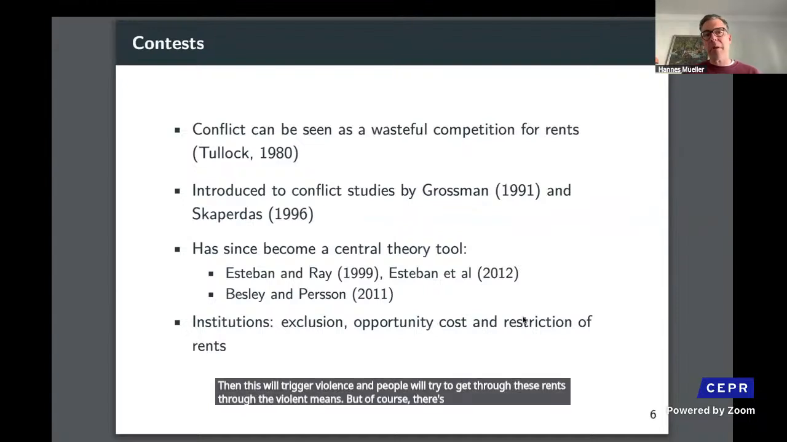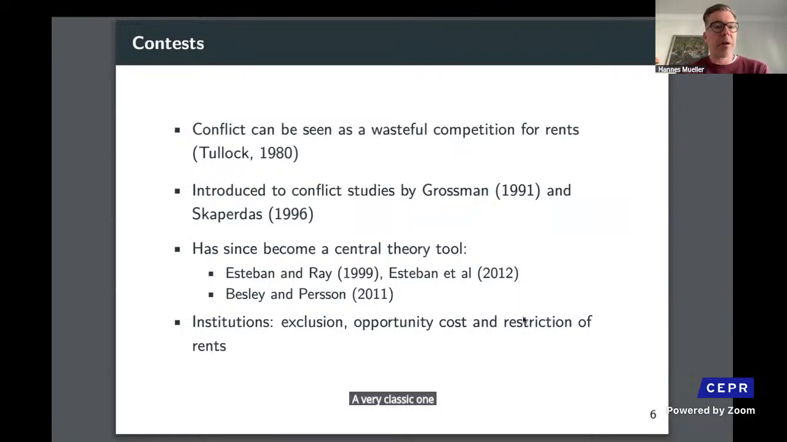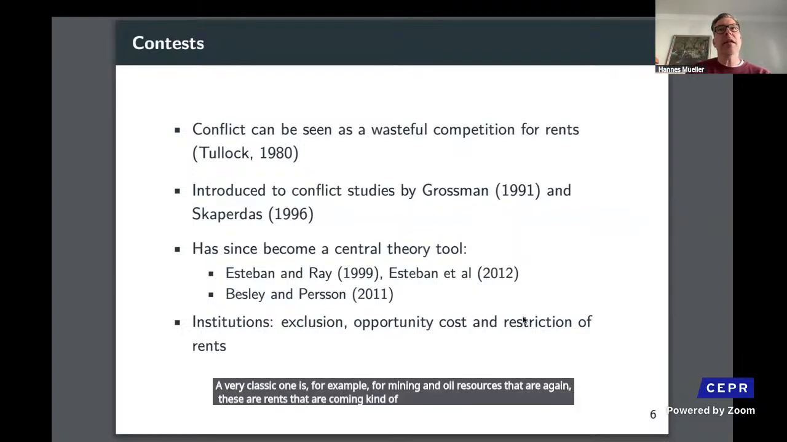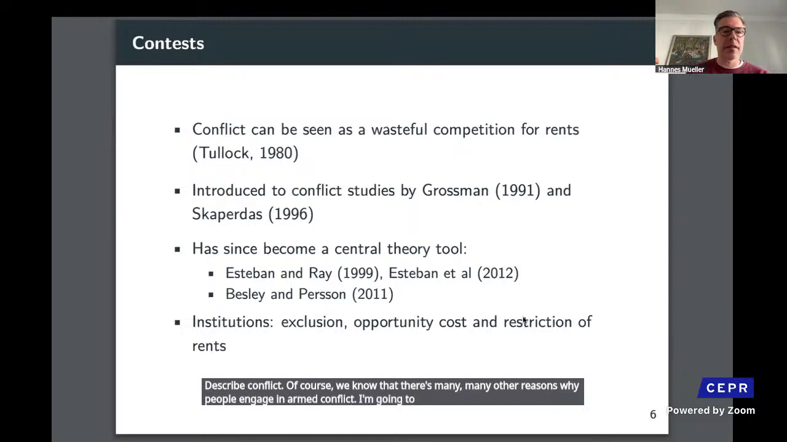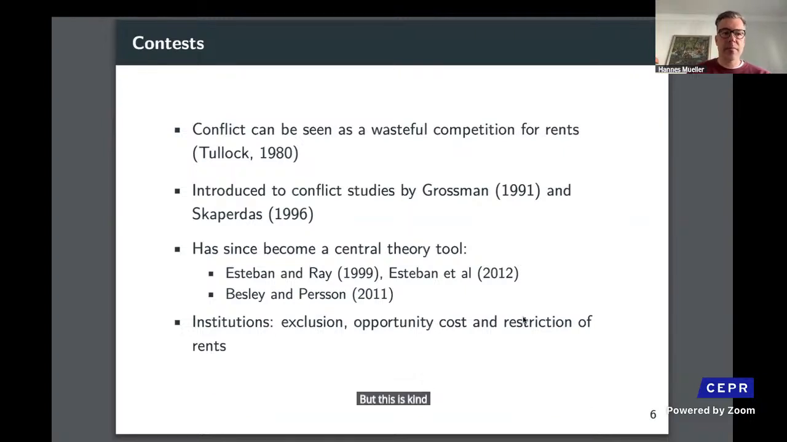But of course, there are millions of variants of this argument. A very classic one is, for example, mining and oil resources. Again, these are rents coming out of the soil, and people can try to capture these rents, and this again can trigger conflict. So this is a typical rent-driven story, and this is the way that contest functions are usually used to describe conflict. Of course, we know that there are many other reasons why people engage in armed conflict. I'm going to come back to this in the next slide. But in the contest way of looking at this, it is typically economic rents.